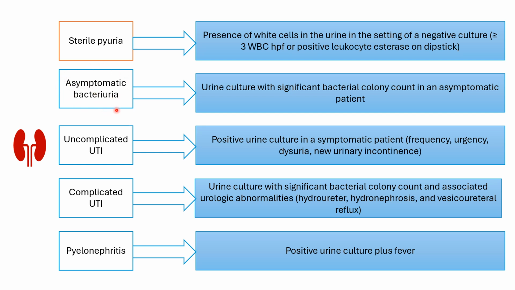Asymptomatic bacteriuria, simply positive urine culture with no symptoms. Uncomplicated UTI means a positive urine culture with symptoms. For example, frequency, urgency, dysuria, and or new urinary incontinence.